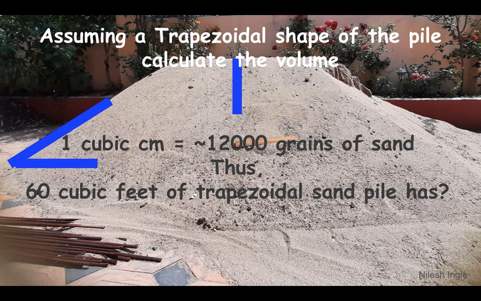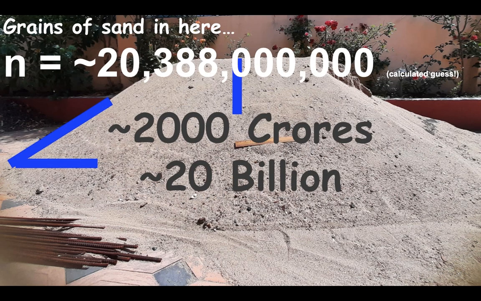Here I've assumed a trapezoidal shape, and based on that, the volume of that pile of sand is around 60 cubic feet. And when we crunch the numbers, what we get is about 2000 crores or 20 billion grains of sand in that particular pile of sand in front of you on that slide. That's pretty amazing. So now we are able to estimate, guesstimate this, based on just imaging a very small sample of the entire population of grains of sand that was available to us.